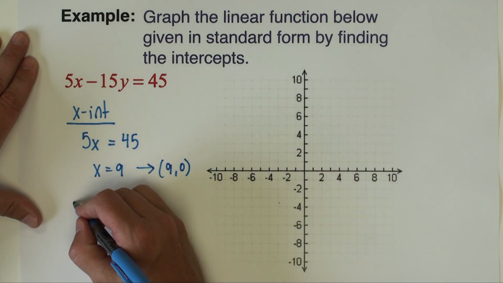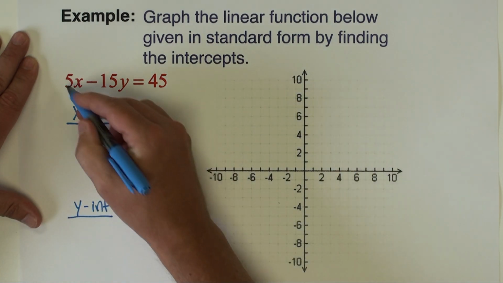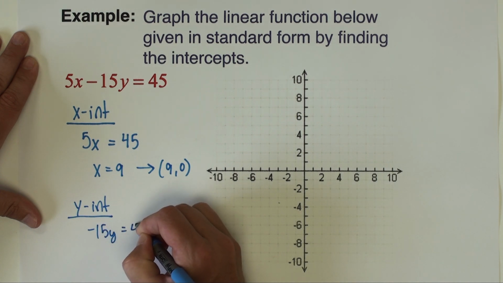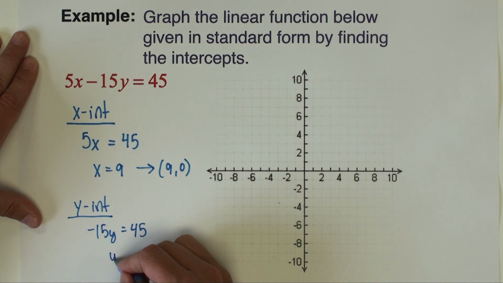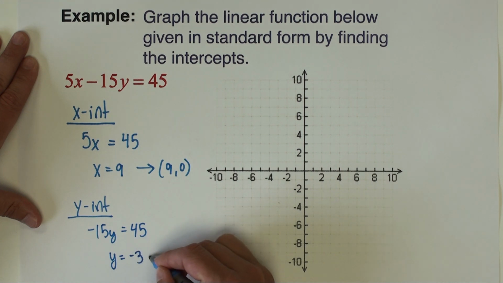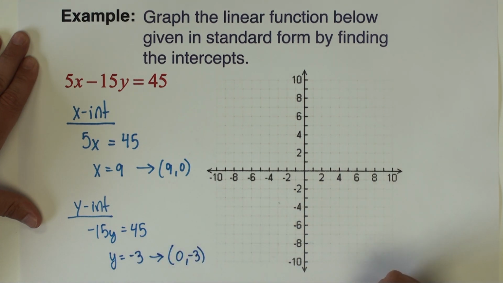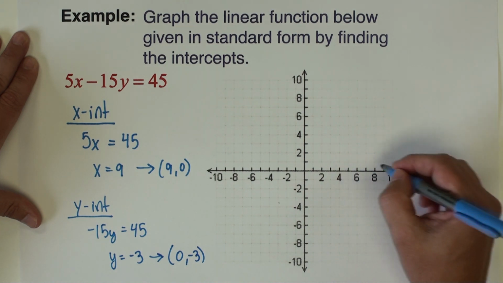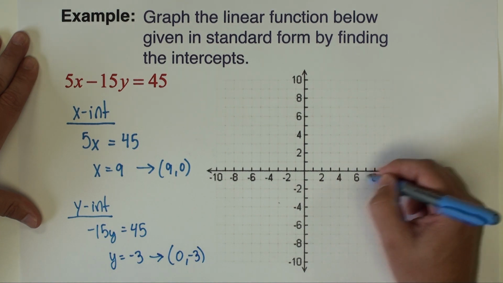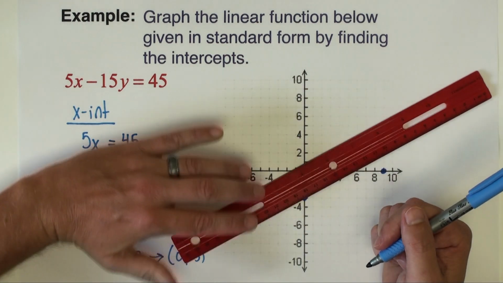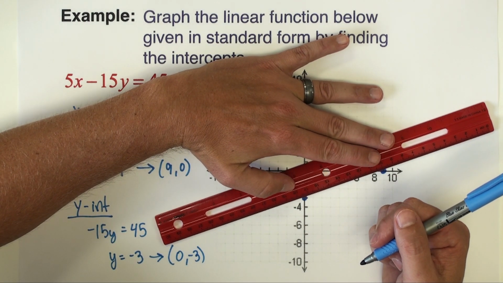And the y-intercept, we're going to take the x out and we'll have negative 15y equals 45. Divide by negative 15, we get y equals negative 3. So the y-intercept is (0, -3). So we're going to have a point out here at (9, 0), a point here at (0, -3), and then we can connect those points with a line and we'll be all finished.